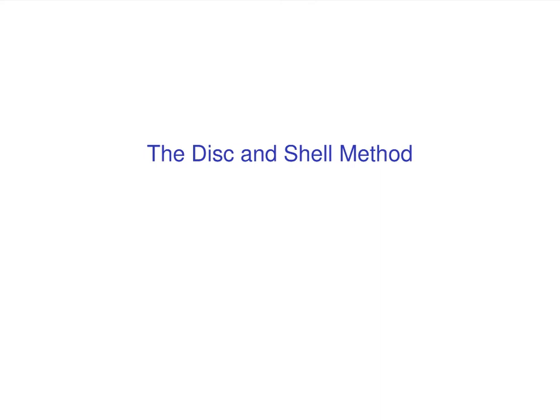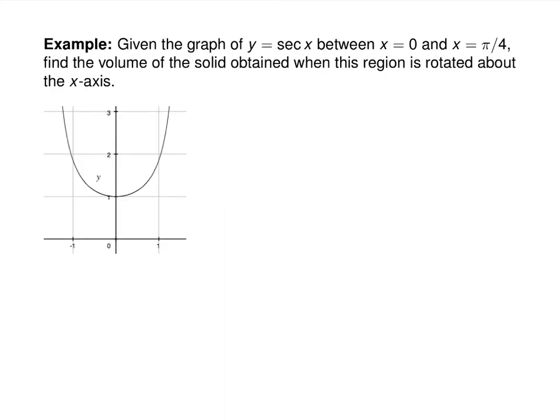In this short little lesson, we are going to review both the disk and shell methods. So first, let's do a disk method problem. Given the graph of secant x between 0 and pi quarters, find the volume of the solid obtained when this region is rotated about the x-axis.